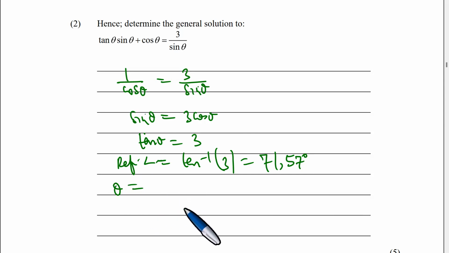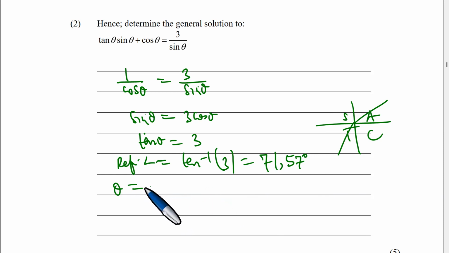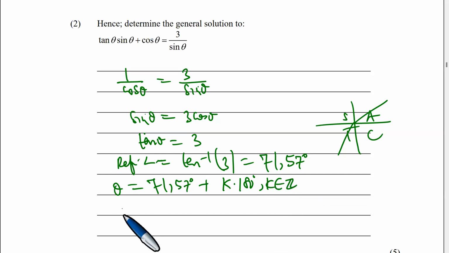And therefore, what is theta equal to? Right, so the couple of things to consider here: when the tangent itself is positive, you can look at the CAST diagram. So you have that the tangent is positive there, but also the tangent is positive there as well. And therefore, we're able to see that at this point, our theta is actually 71,57 degrees plus k times 180 degrees, k an element of Z.